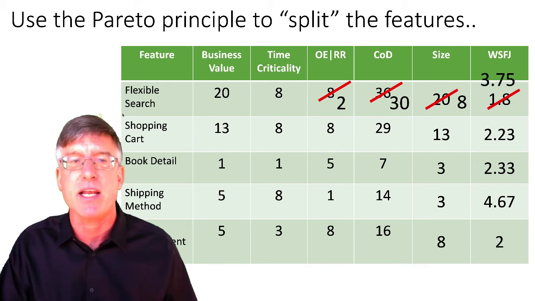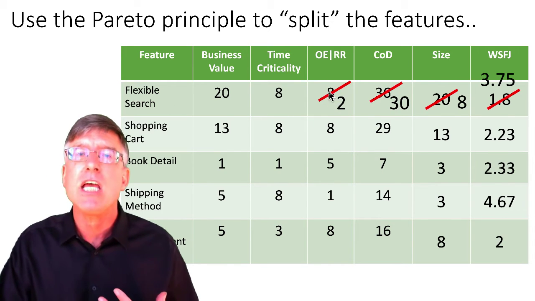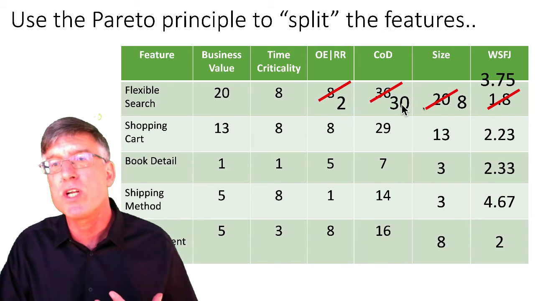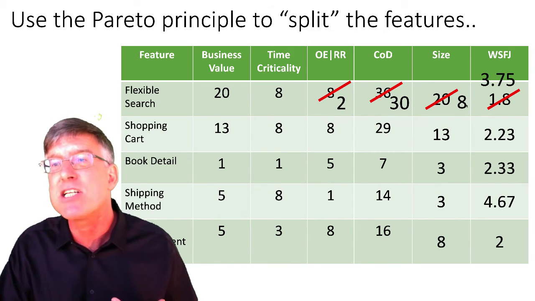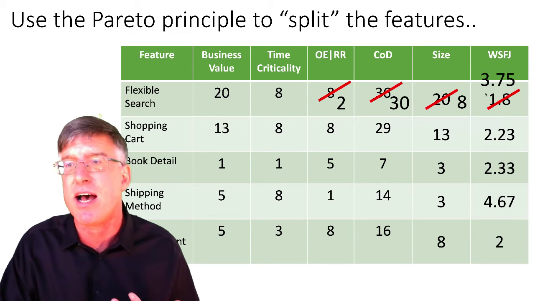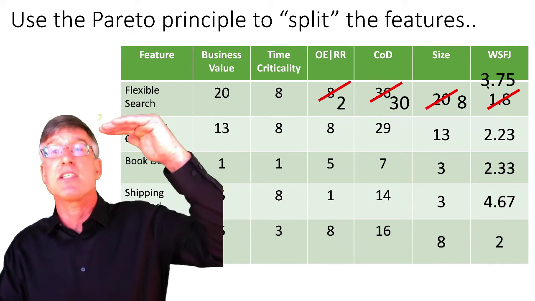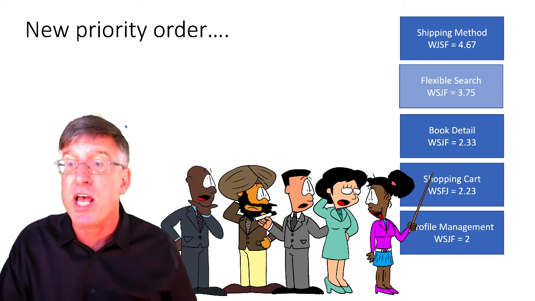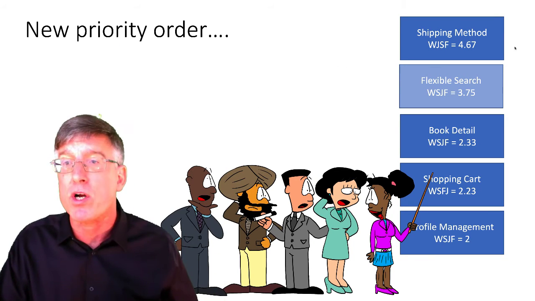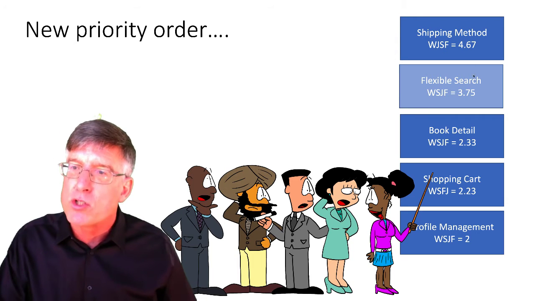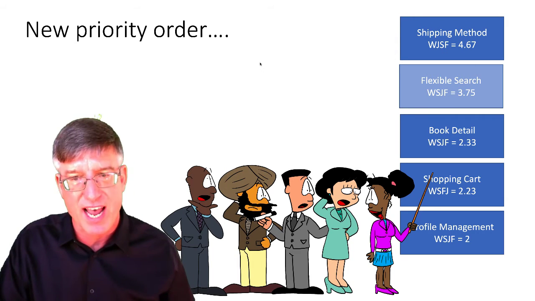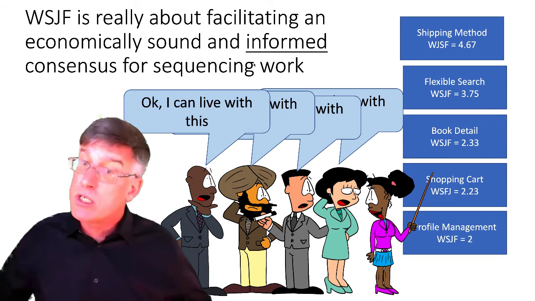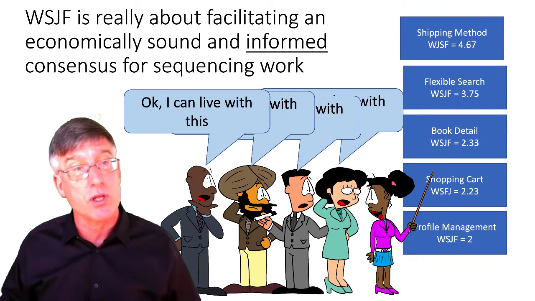So the result is that it reduces a lot of our opportunity enablement and risk reduction, so it reduces our overall cost of delay, but it dramatically reduces the size. And now we notice its WSJF goes up. This changes our priority order: shipping method is still first, but flexible search is right after that. And so the team is really going, okay, maybe I can live with it.